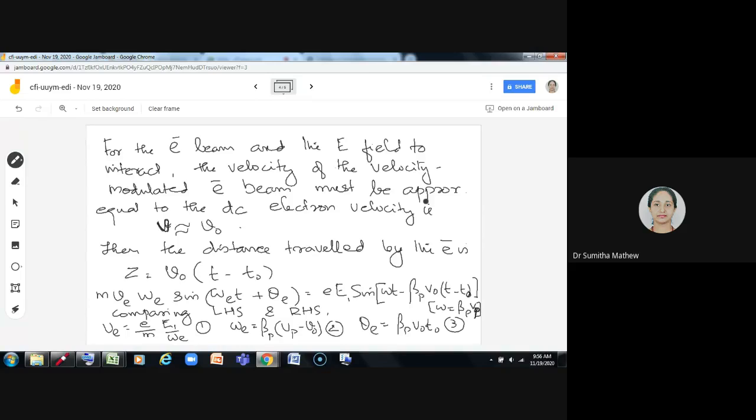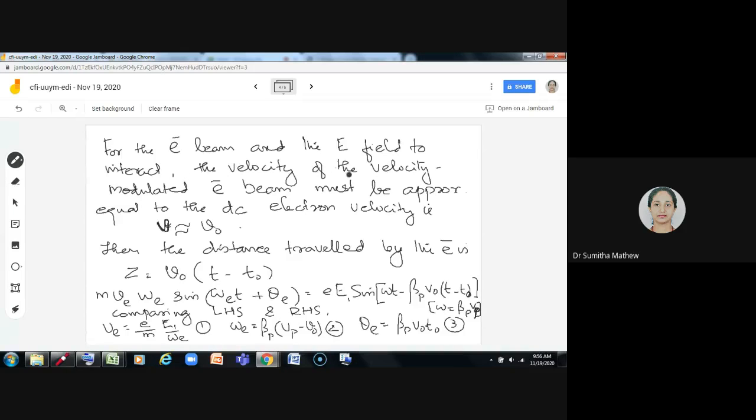isn't it? The electron beam and the axial electric field, the electric field that is being produced by the input signal, and due to the permanent magnet that is present in the TWT. So we want the electron beam and the axial electric field in the helical TWT structure to interact.